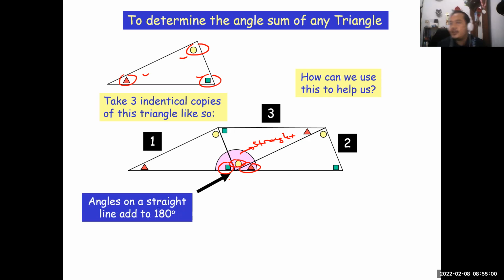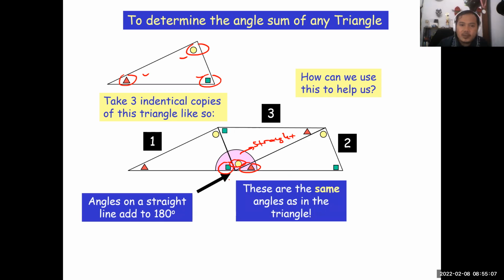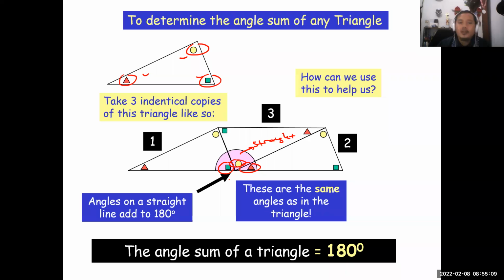Jadi itu buktinya, guys. Ini kenapa bisa 180 derajat. Ini salah satu buktinya. Okay, so these are the same angles in a triangle. So the angle sum of a triangle is 180.